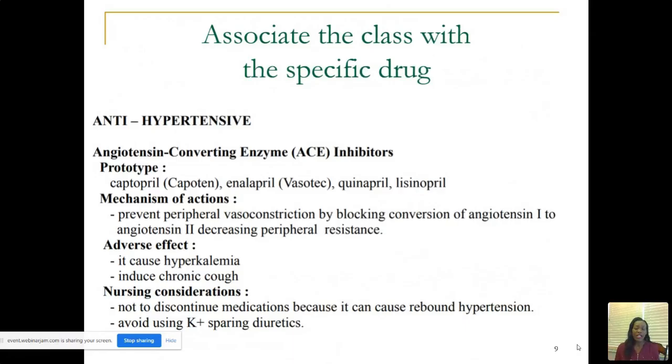So our first class, well, this is an example. So we're going to talk about the antihypertensives. So now we can get into your ACE inhibitors, your calcium channel blockers. And so now the family has subfamilies, okay?